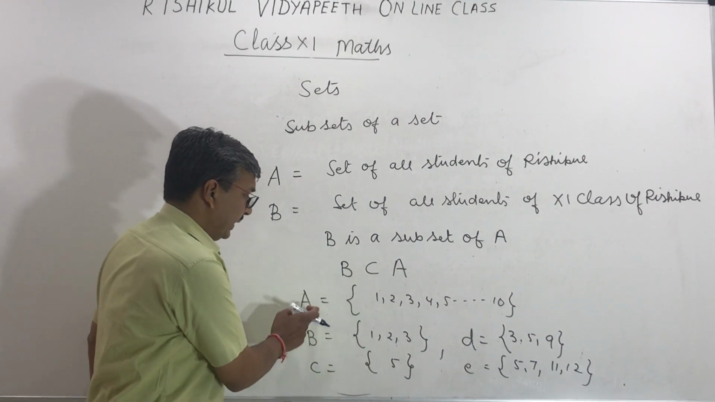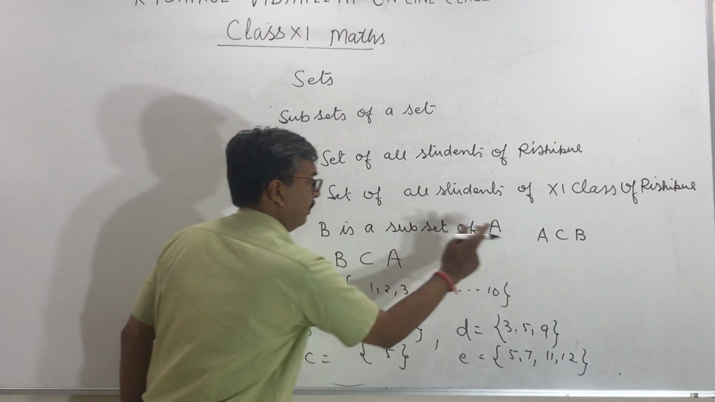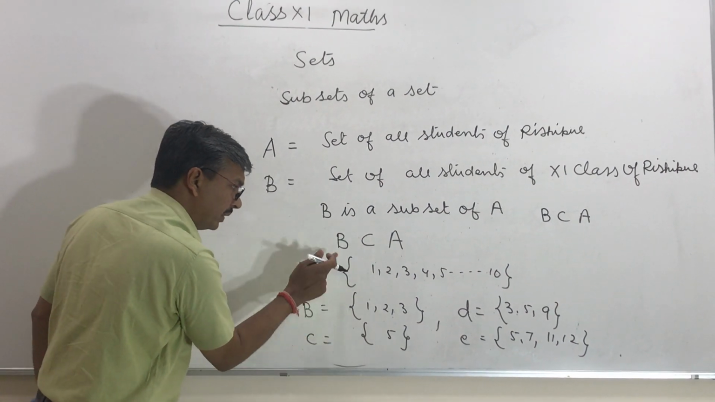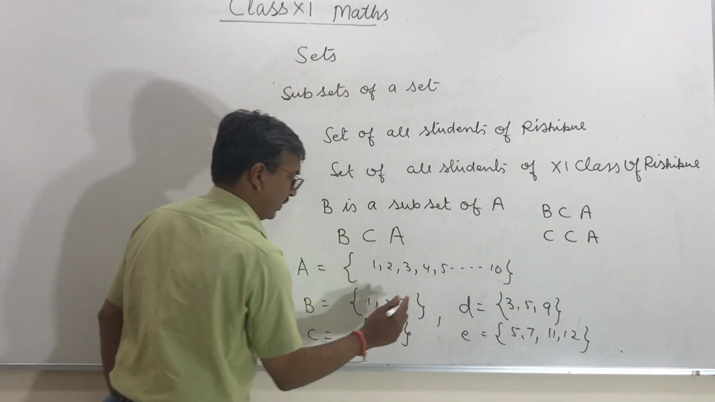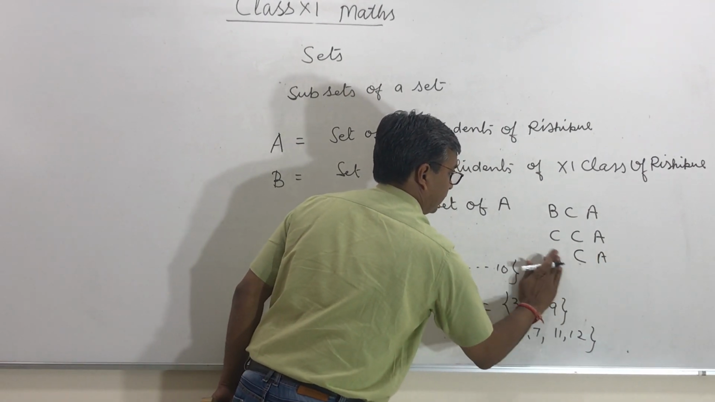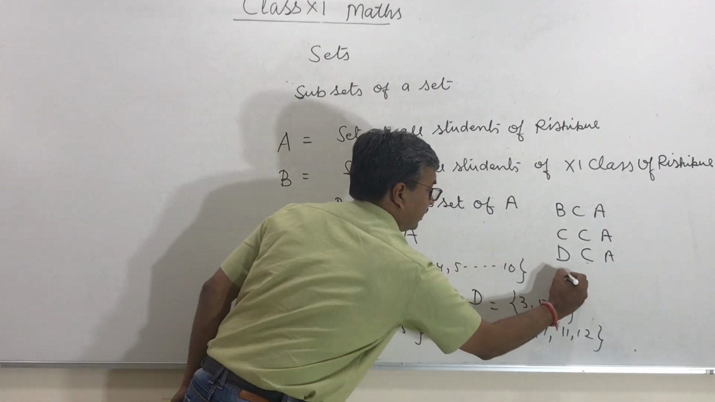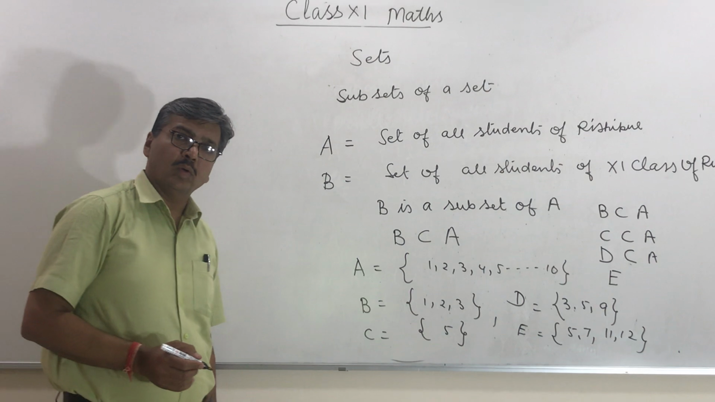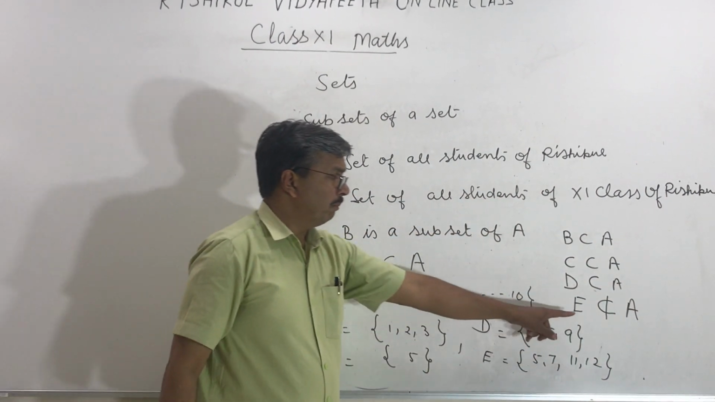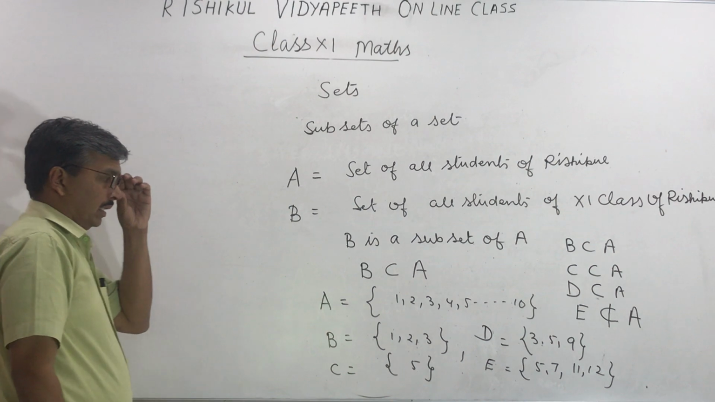So here we can write, sorry, B is a subset of A. C is a subset of A. D is a subset of A, and E. E is not a subset of A. We will write E is not a subset of A. This is the symbol of not a subset of. So these are the subsets.